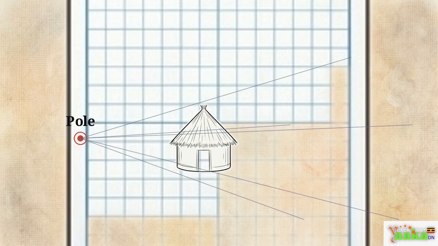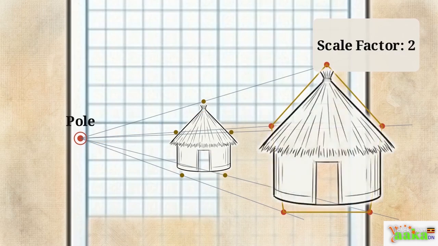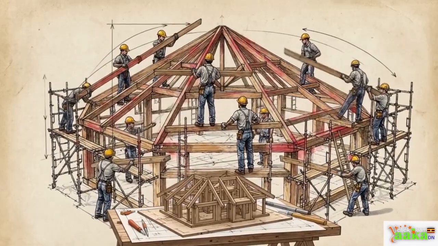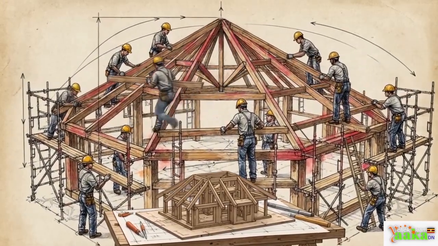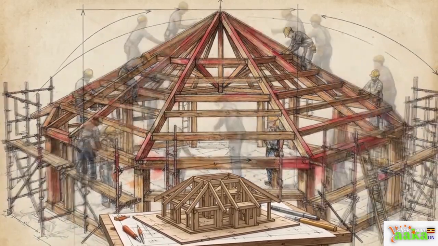Now for the math. Let's say we want to double the size of the hut using a scale factor of 2. We measure the distance from the pole to a corner on the original sketch, multiply that distance by 2, and mark a new dot further down that exact same line. We repeat this for every single corner. Finally, we connect all these new dots together. The result is a perfectly scaled, larger version of the original design. This radial method removes human guesswork. It relies entirely on geometry, guaranteeing that your scaled-up design will function perfectly when you go to build it.